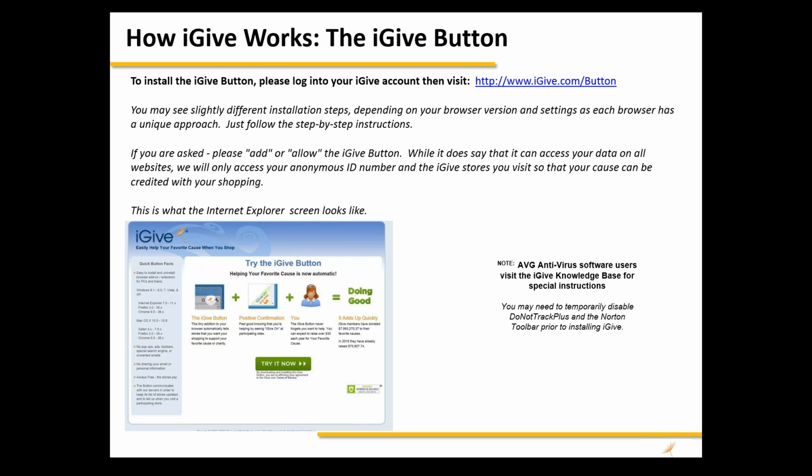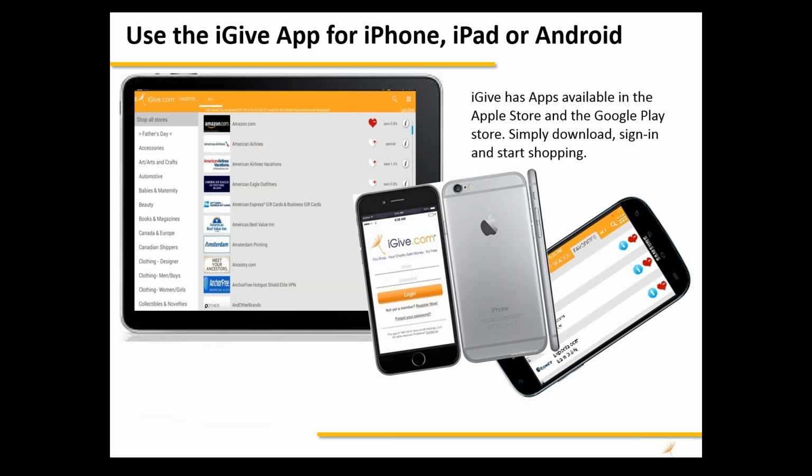So if you don't want to use the button or can't use the button, maybe you shop online using your tablet or your phone, or like I said, maybe you have a work situation where they're not going to let you put the button, you can use our iGive apps. We have apps for iPhone, for iPad, for Android, and those apps are great and easy. The only difference really between the apps and the button is that the button helps you remember what stores are iGive stores, and you're just using your browser the way you normally would. If you use the app, you have to open the app and click on the store in order to get iGive credit. So that's important.